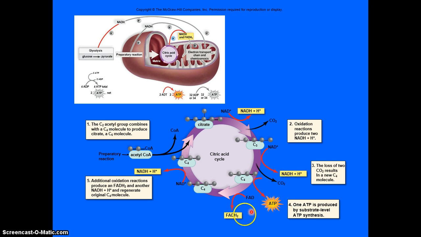Now the NADH and the FADH2, the reason we talk about these is because we're going to need to understand their role when it comes to the electron transport chain. They're going to go on to the next stage. So the C4 molecule then is turned back into the C4 molecule that started with the oxaloacetic acid. And this is going to go through again because remember, for every glucose molecule, we produce 2 acetyl-CoAs.